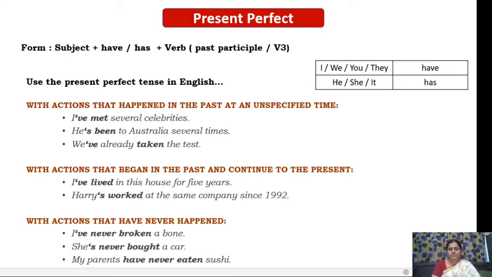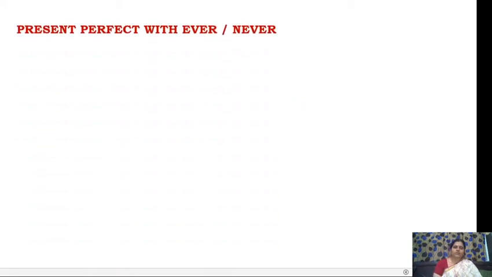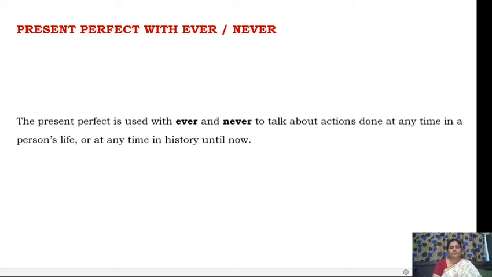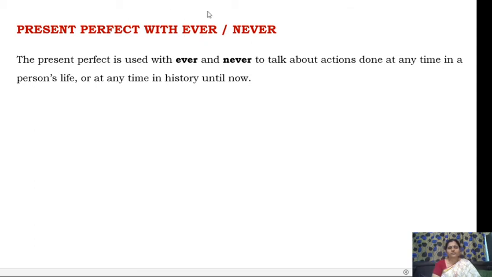So such things, when you are trying to refer to actions that have never happened also, we use present perfect tense. Now, present perfect with ever, never. This is one thing which we have to carefully observe. The uses of present perfect tense with ever or never. The present perfect is used with ever and never to talk about actions done at any time in a person's life or at any time in history until now.